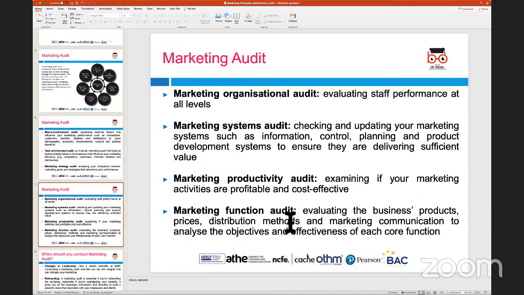Then you can also do what is called the function audit. So when I talk about marketing function audit, in this case this audit focuses on doing a more comprehensive analysis of the company's marketing functions, things like functions which are directly or indirectly associated with marketing, things like distribution. You'll be looking at research, you'll be looking at competition, you'll be looking at communication.